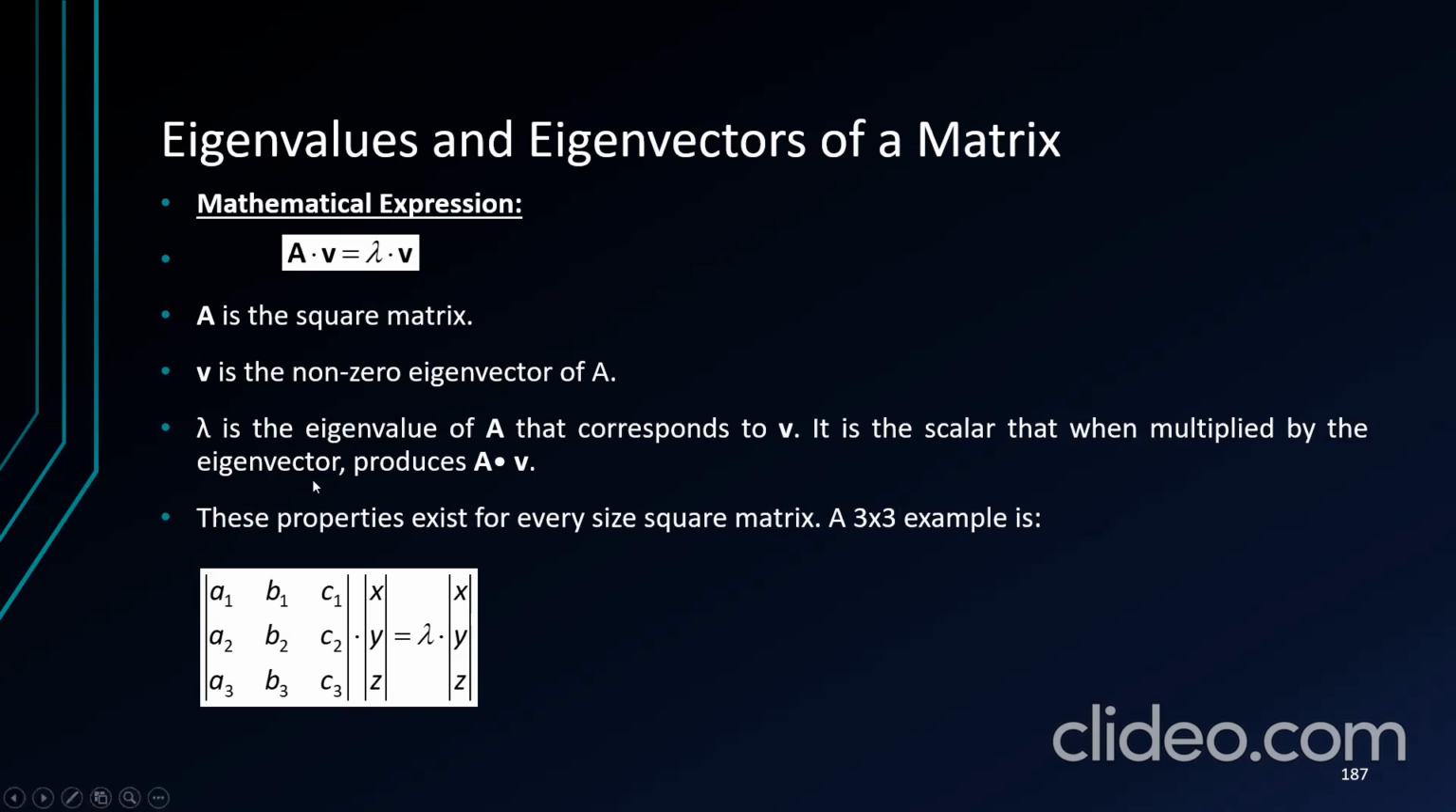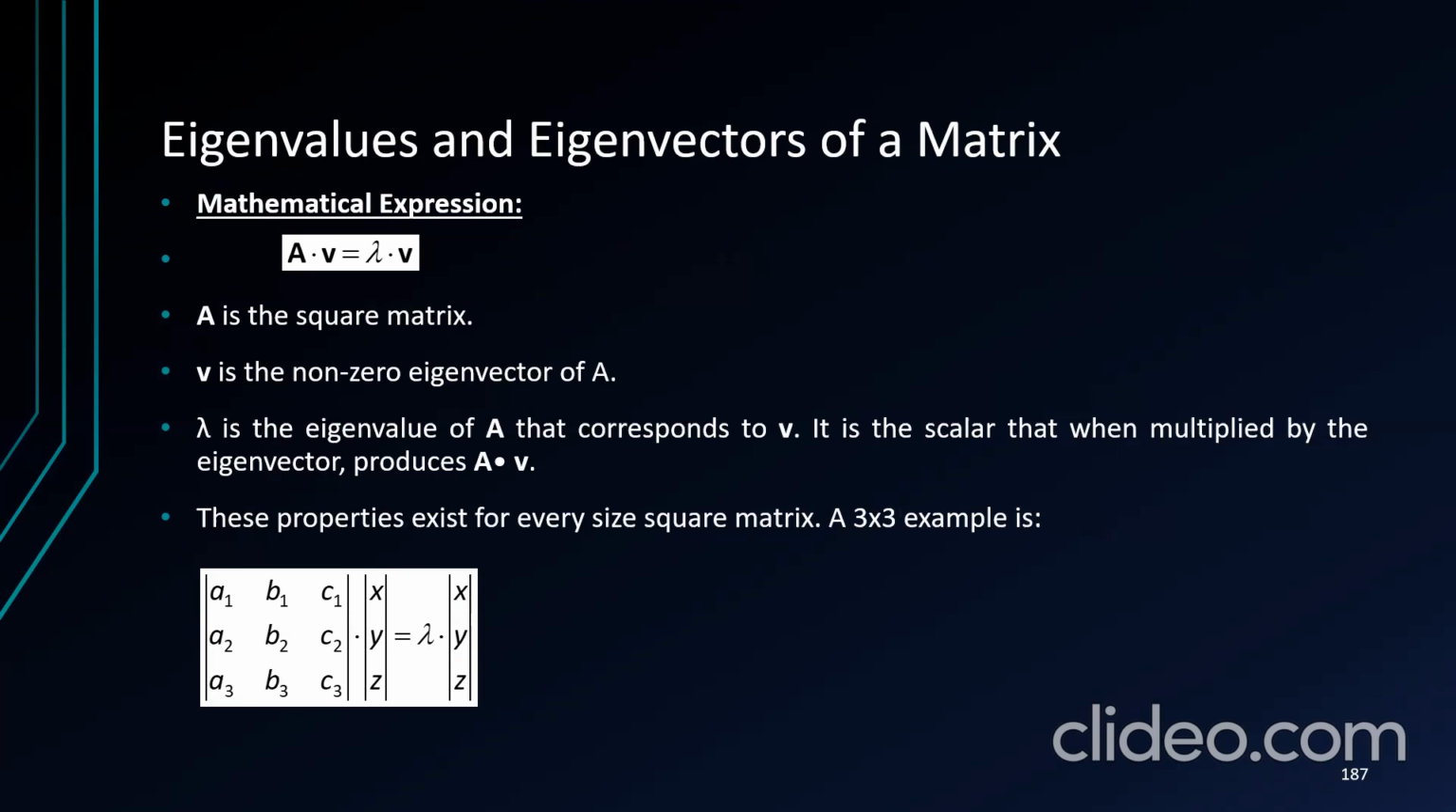So these properties exist for every size of square matrix. Sample 3 by 3. For example, A1, B1, C1, A2, B2, C2, A3, B3, C3. This is 3 by 3. This times the vector XYZ is equal to lambda times XYZ.